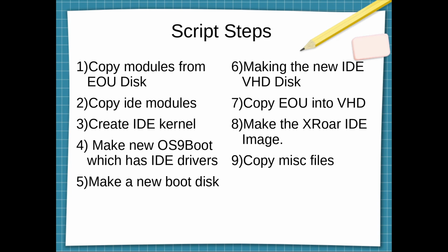We create the IDE kernel, we create a new OS9Boot file, we make a new boot disk, we create a VHD hard drive, which could potentially be used on physical hardware. It doesn't quite work, but it could be if things get adjusted properly. Then we copy the EOU distribution VHD into the hard drive image. We put the header on the front so that XRoar can actually use it. Copy some miscellaneous files. So these are the steps that this Python script actually goes through.